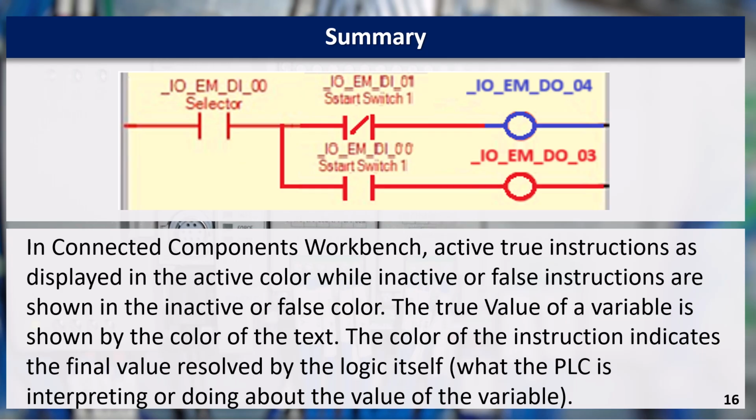The true value of the variable is shown by the color of the text. The color of the instruction indicates the final value resolved by the logic itself. In other words, what the PLC is interpreting or doing about the value of the variable.